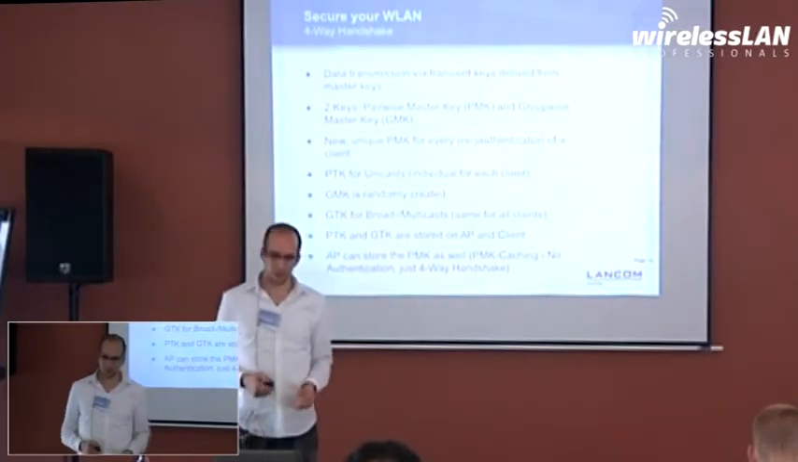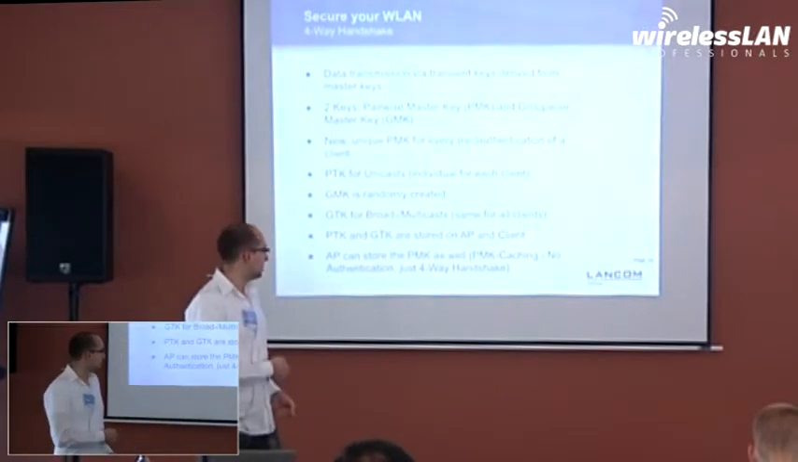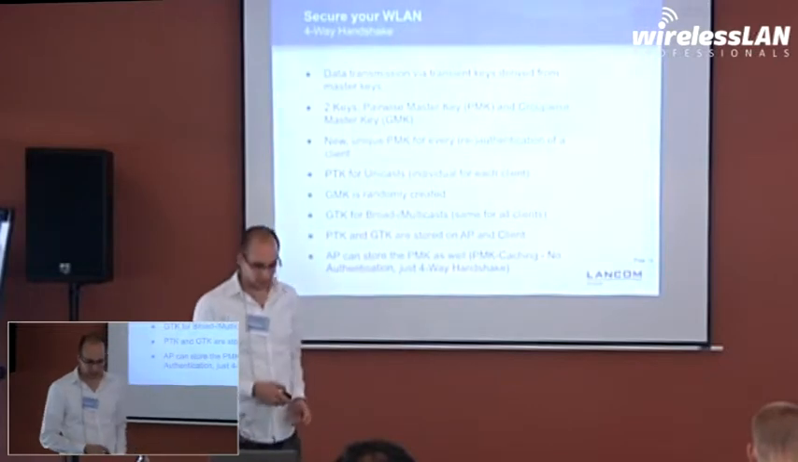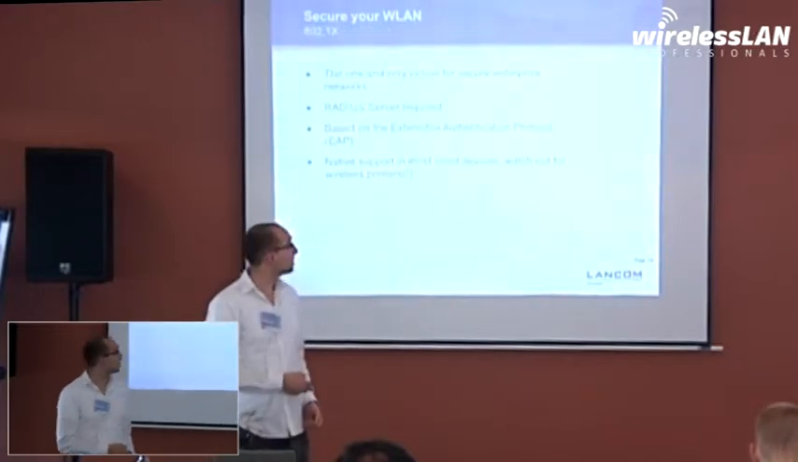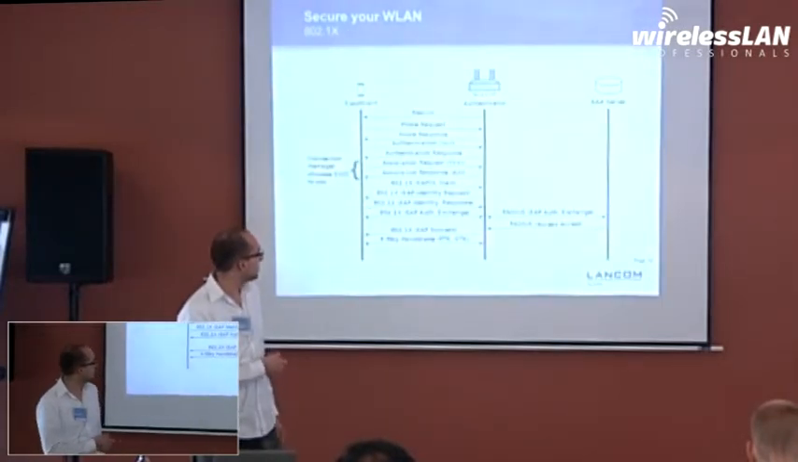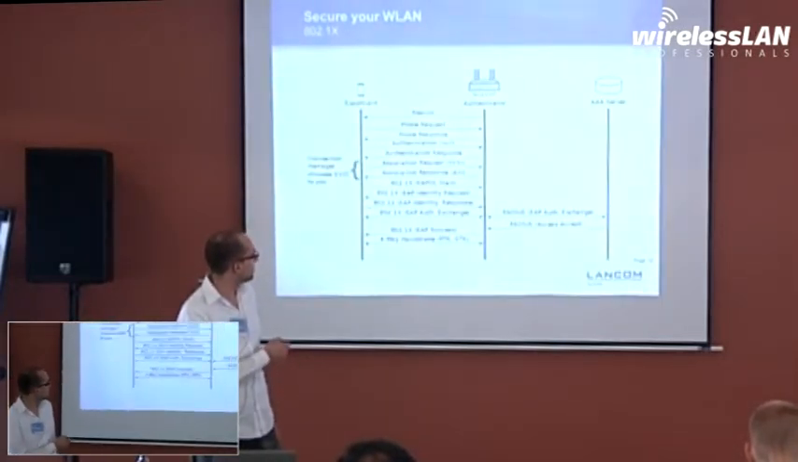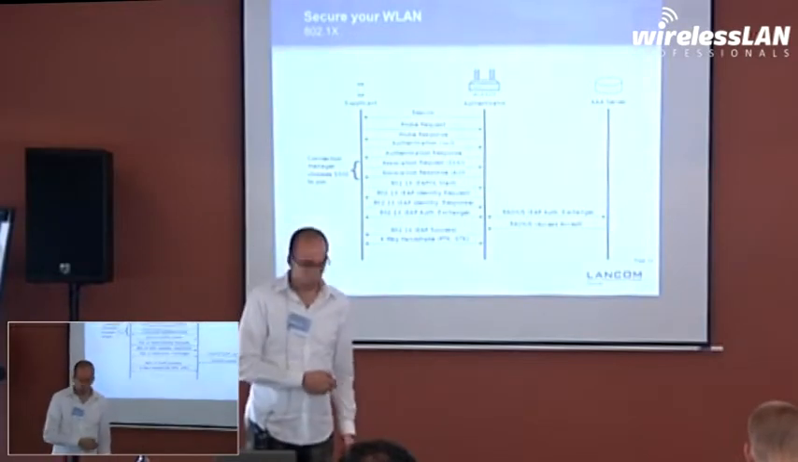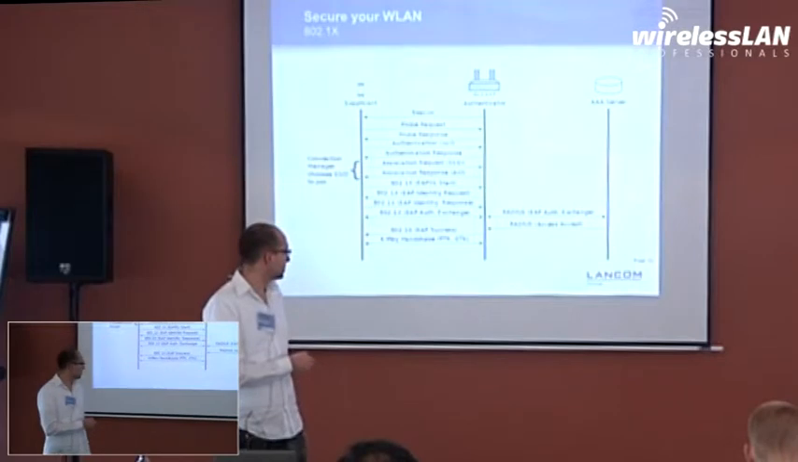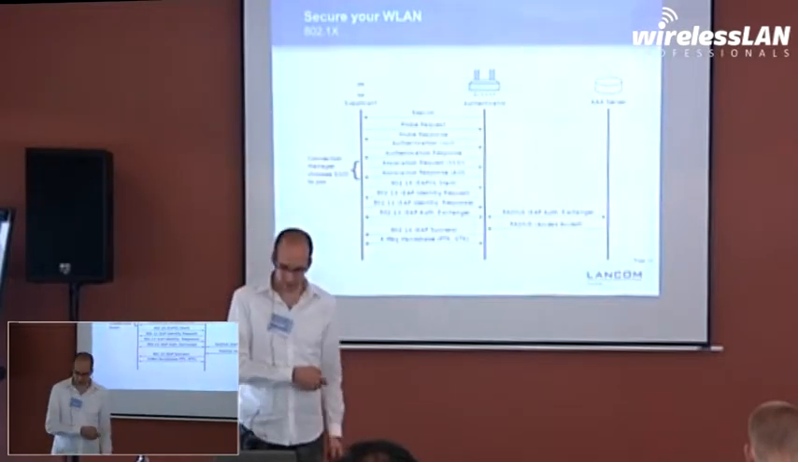And there's the possibility for the AP to store the master key as well, which is called PMK caching. It basically means that if we go back to slide number 10, we can just skip the authentication phase and move on to the four-way handshake where we derive the transient keys.